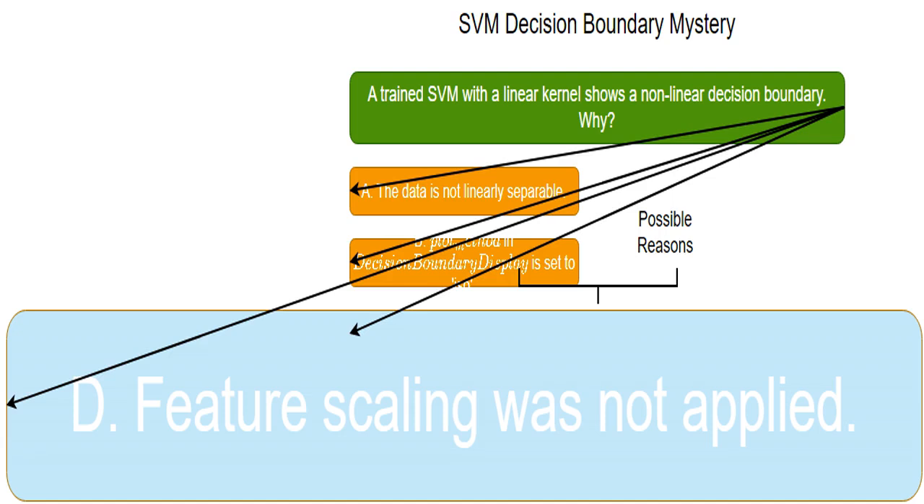Features, data columns, might have very different scales, like one being in centimeters and another in kilometers. This imbalance can skew the linear relationship and lead to a nonlinear looking boundary. Even if your data is linearly separable, the different scales hide that relationship.